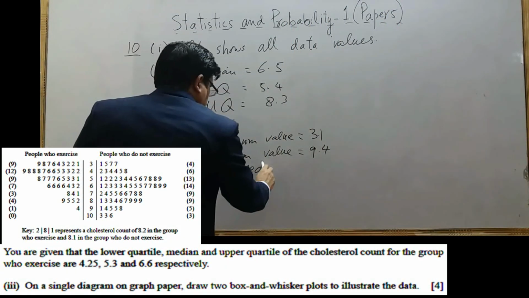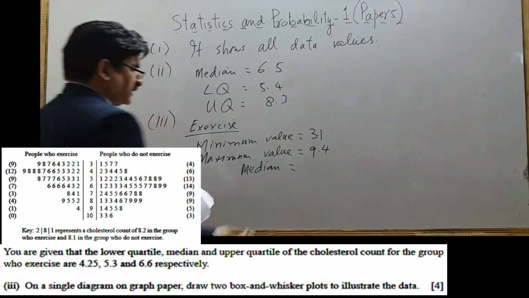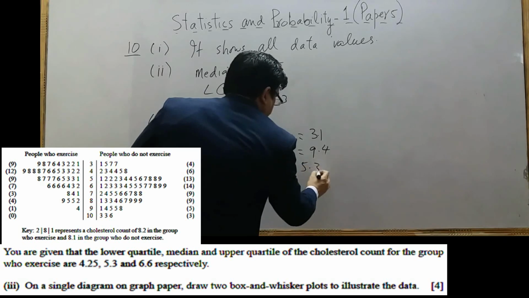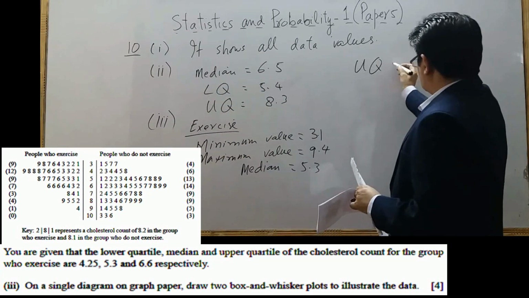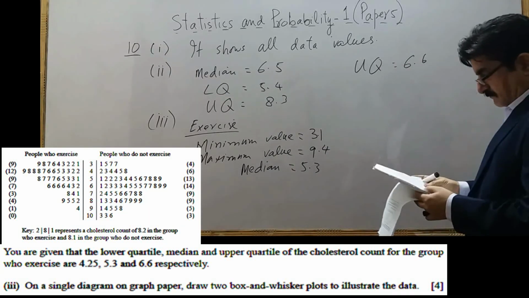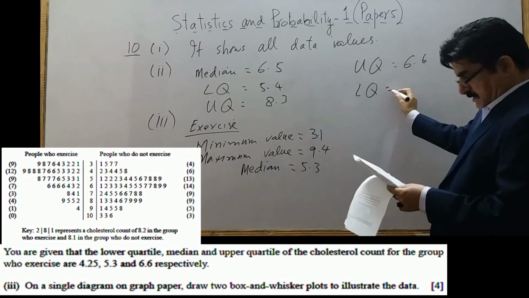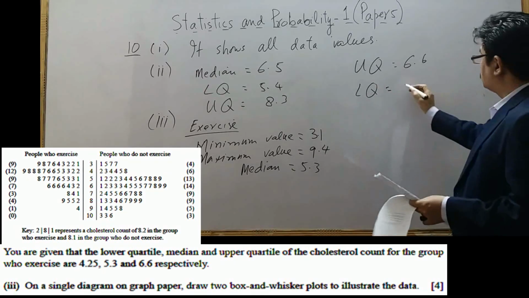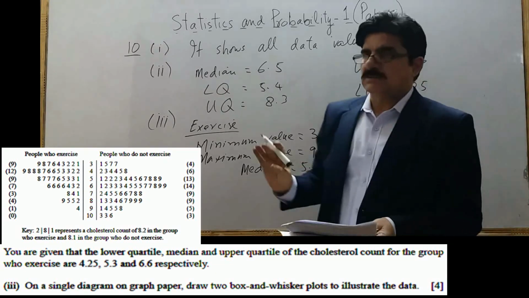Now what is the median? You know how to find the median. I am directly writing it. It is 5.3. Then we have the upper quartile. It is 6.6. And the lower quartile is 4.25.